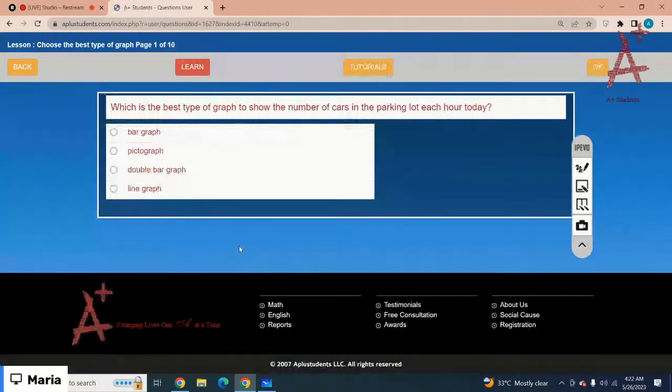Okay, which is the best type of graph to show the number of cars in the parking lot each hour today? So which type of graph can you use? Whenever you have values that are changing over time, you can use the line graph. Got it? Because you can see here you have each 1 hour. That means you have to record the data for every hour. So you have to use a line graph.